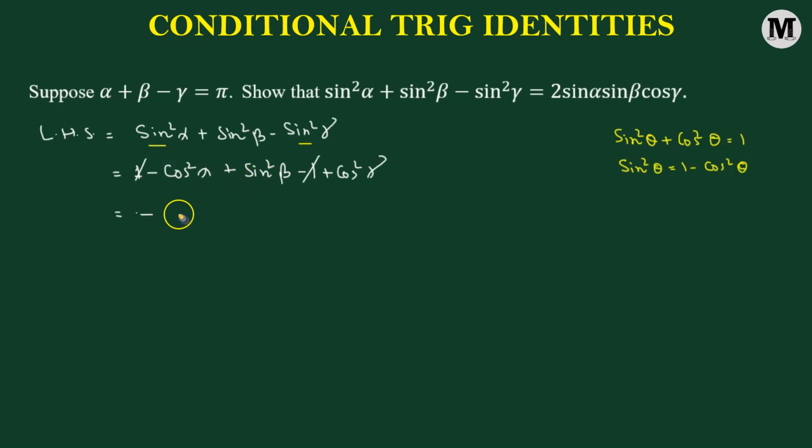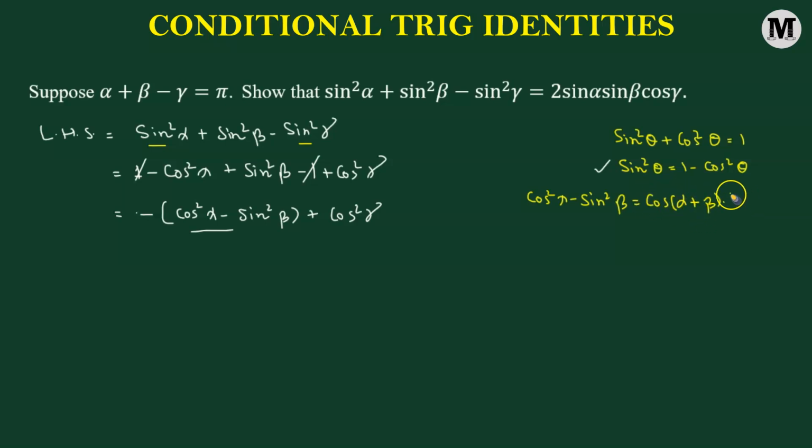If we take negative as the common factor, we will get cosine squared alpha minus sine squared beta. Then we have added to it cosine squared gamma. Now the whole reason we use this transformation is because we wanted to get cosine squared alpha minus sine squared beta. There is a standard formula for this. Cosine squared alpha minus sine squared beta is actually the product of cosine of the sum of the angles multiplied to cosine of the difference of the angles.